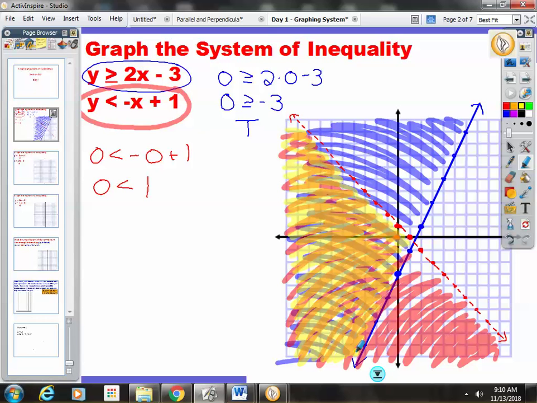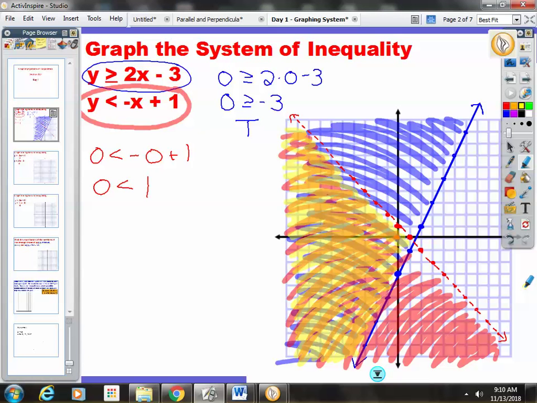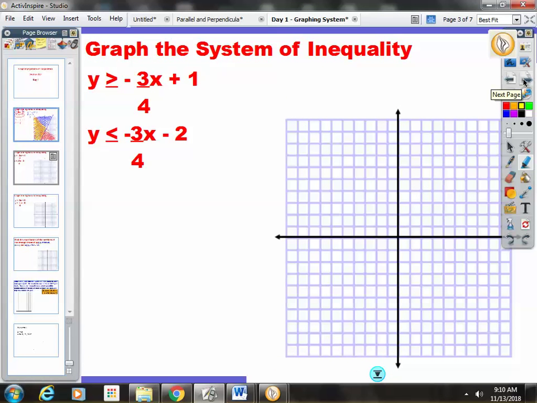The yellow region is the area where the ordered pairs are true for both. There is no number answer we need to give. Your graph is the answer for today's problems. Let's try this one.